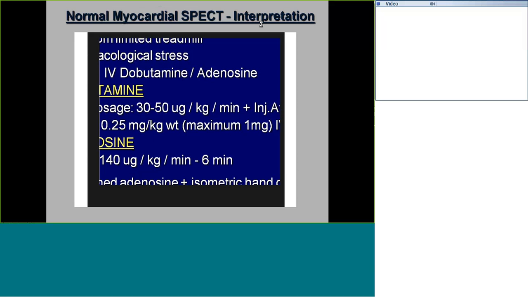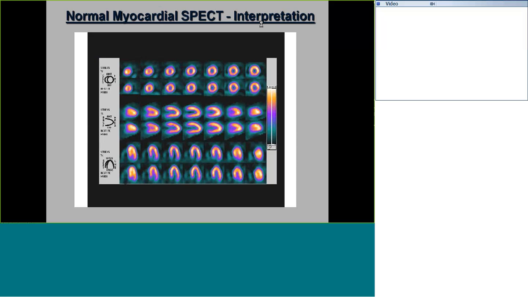So let us now discuss the interpretation of myocardial perfusion scans. What is being shown here is the myocardial slices in 3 different axes: short axis, vertical long axis, and horizontal long axis. The short axis images are from apex to base. It gives a bird's eye view of the left ventricular cavity. The images are shown in 2 rows. The first row is stress images and the second row is rest images.